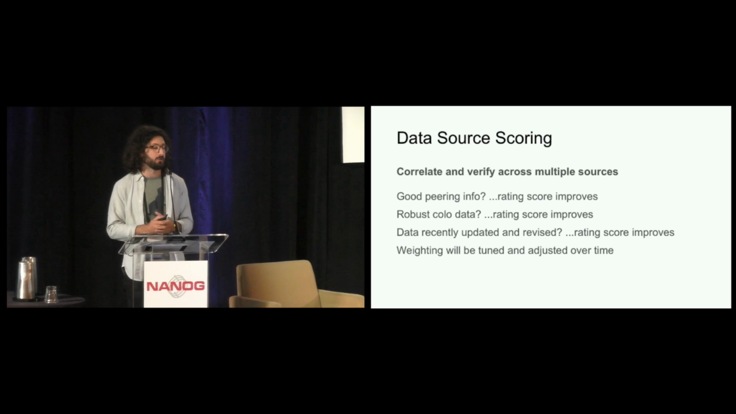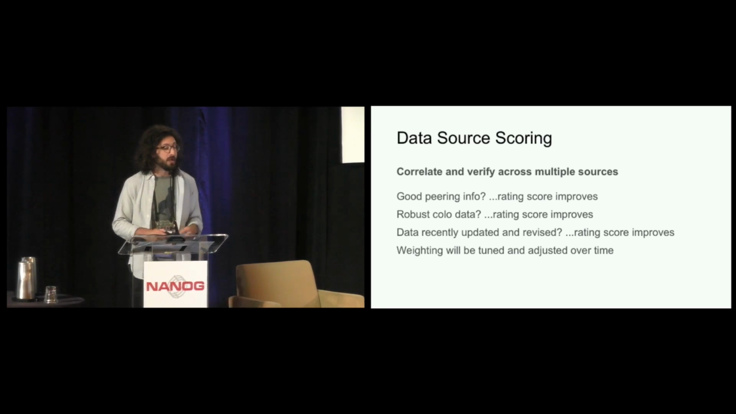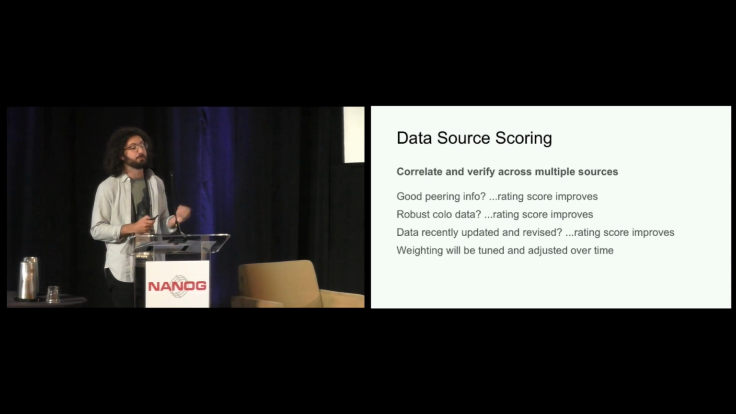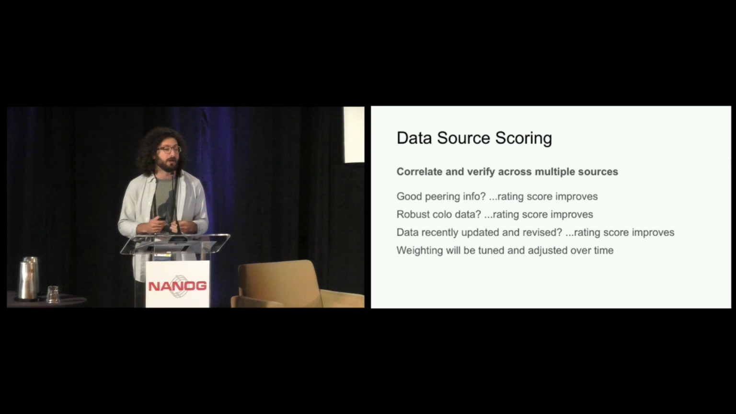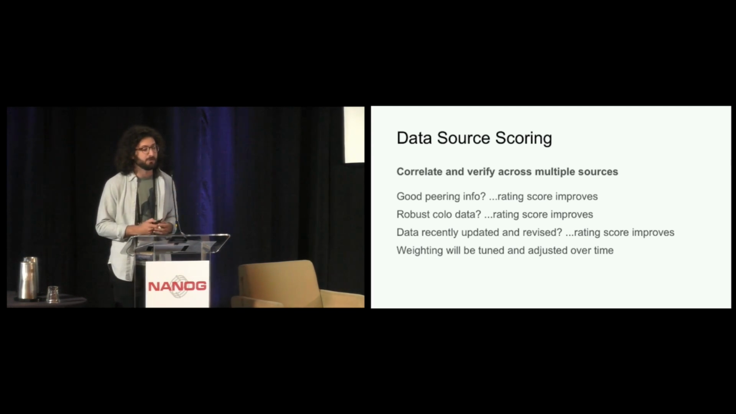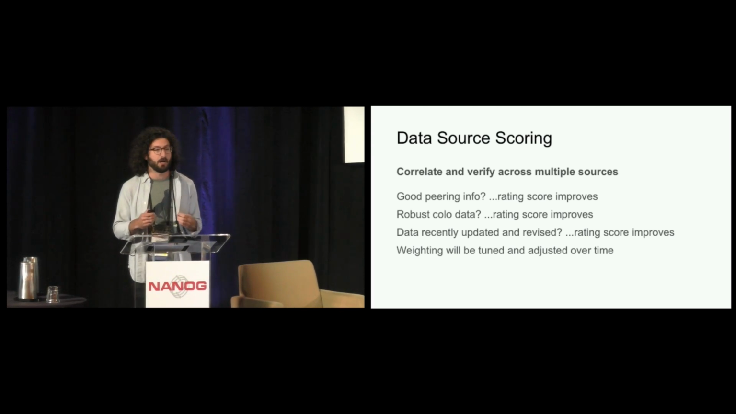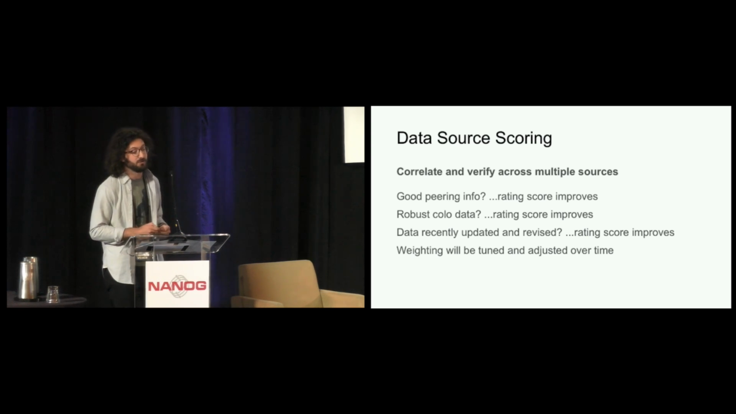So how do we score data sources? Well, the idea is to really score them based on what they provide. So if we're looking at something like PeeringDB, obviously has fantastic peering information, we can improve that ranking score based on peering data. If we're getting robust colocation information, we can improve that score, something like capacity, something like features at a data center, or if data was recently updated and revised. So if we're hitting a provider's API, we know that it's current, we can rank that data very highly in the system, and weights can be manually and automatically tuned and adjusted over time.